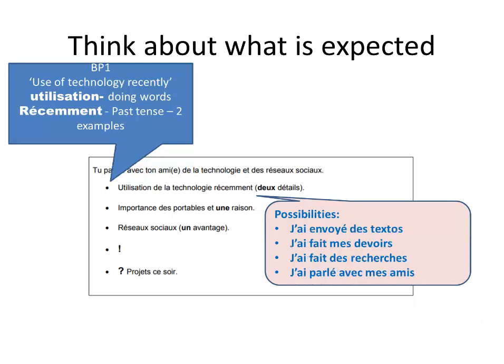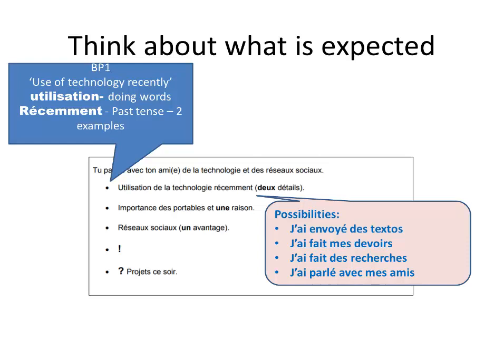Here are the answers. So, I sent texts, j'ai envoyé des textos. I did my homework, j'ai fait mes devoirs. I did research, j'ai fait des recherches. I spoke with my friends, j'ai parlé avec mes amis. So notice that this is very clearly in the past tense, and you would definitely get full marks if you managed to come out with 2 of those.